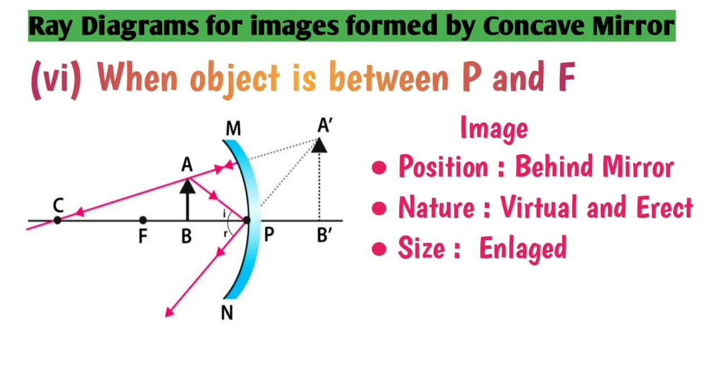So where will the image be formed? The image will be formed when both the rays are drawn in the backward direction. Just see the figure. If we draw both the rays in the backward direction, then they will meet at the point A dash. So here A dash B dash is the image for the object AB, and this image is beyond the mirror. So the nature of the image is virtual and erect, and the size is enlarged with respect to the object. Why virtual? Because it is beyond the mirror, real rays do not meet. Imaginary rays meet here.